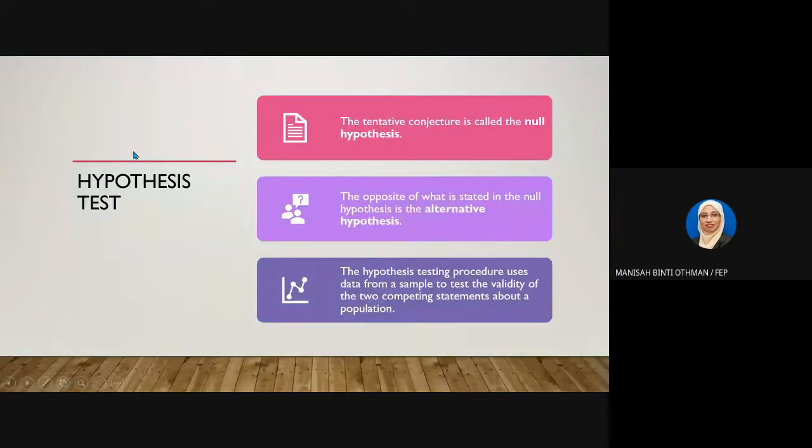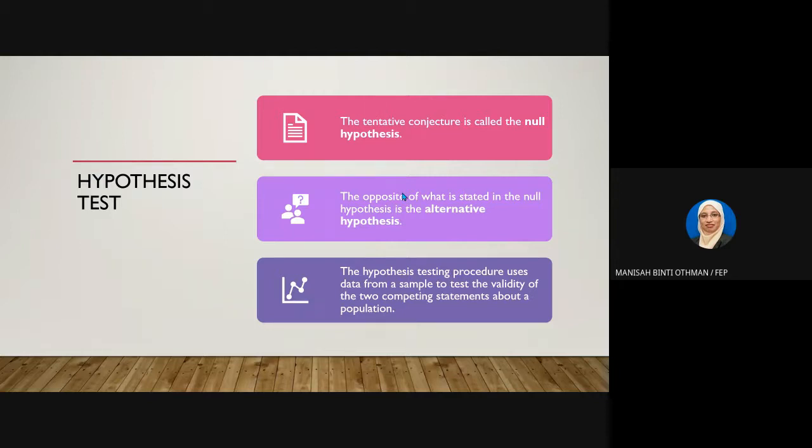Okay, so in hypothesis testing, the first one we call the null hypothesis, H0. Normally we use H0 for the null hypothesis. You have to develop two hypotheses. Every hypothesis must have a null and an alternative hypothesis. The alternative must be the opposite statement of the null hypothesis.